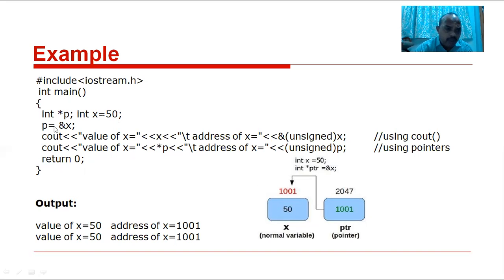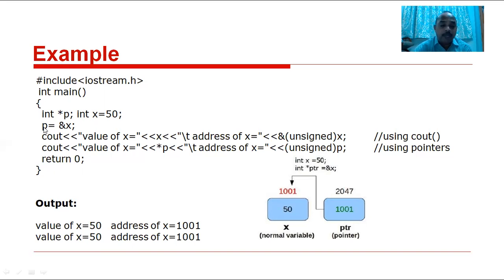Clear? Then p equal to ampersand x. This is an address operator. In the C++ and C languages, this is called the address operator. It is used to assign the address of x. What is the address of x? 1001 is the address of x, and that is assigned into p's memory location. Clear?